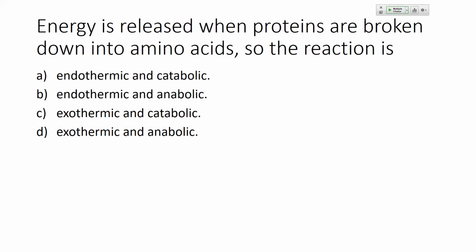Okay, and what does catabolic mean? Broken down. Something is broken apart. Anabolic is sort of when things are built up. Like you take several amino acids, you build them up to make a polypeptide. That's an anabolic reaction. And then breaking that down is the opposite, catabolic. So the answer is indeed C, which is exothermic and catabolic.